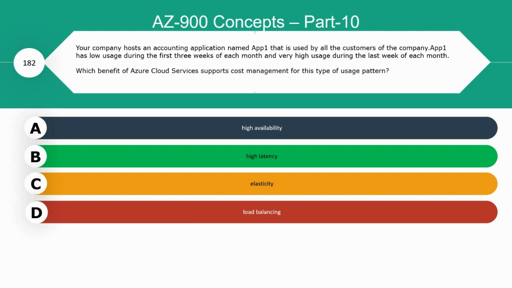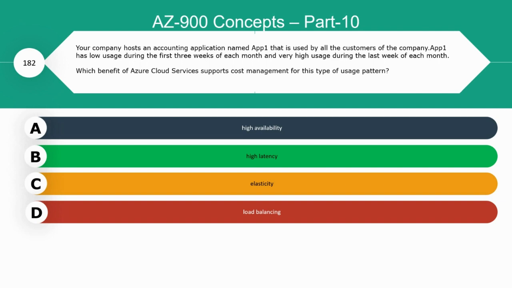Next question is, your company hosts an accounting application named App1 that is used by all customers of the company. App1 has a low usage during the first 3 weeks of every month and a very high usage during the last week of every month. Which benefit of Azure Cloud Services supports cost management for this type of usage pattern from the list below? Option A, high availability. Option B, high latency. Option C, elasticity. Option D is load balancing.